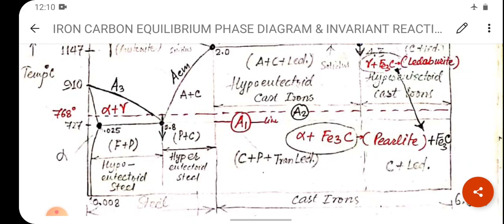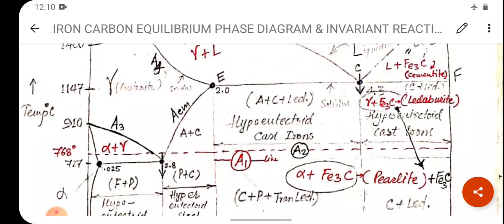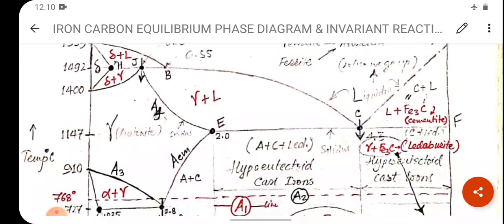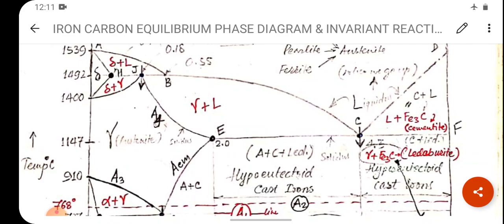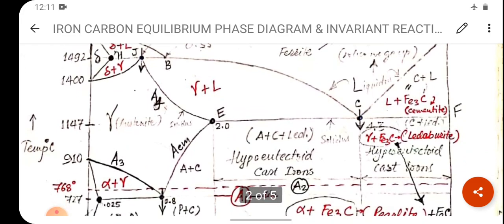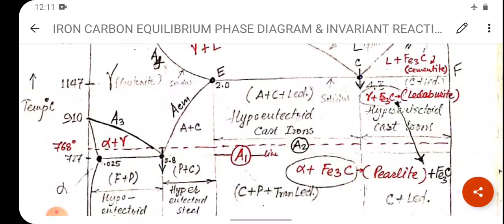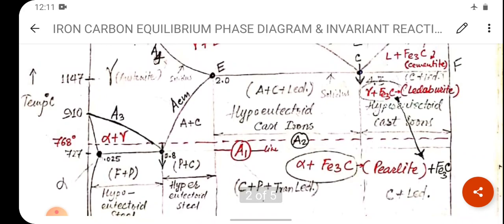What is cementite? Already explained. Clear? So this is the cementite. Liquid plus Fe3C is cementite. See here again, on the extreme right end and top corner of this diagram, that is C, D, F, a triangle CFD, the triangle here, that is cementite plus ledeburite. Clear? So you can write here L plus Fe3C, that is cementite plus ledeburite. So from here you can see I have made a circular or elliptical part to show what is perlite, what is ledeburite, what is cementite.